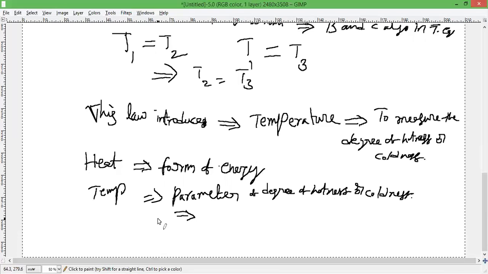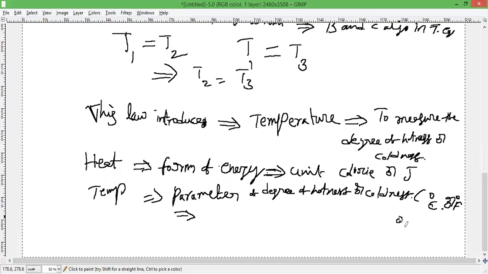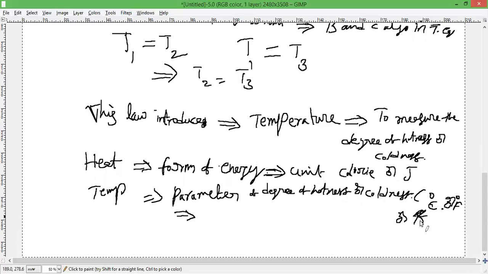What are the units? Heat is measured in calorie or joule, and temperature in degree centigrade, degree Fahrenheit, or Kelvin. We'll discuss unit conversion in another video. So this is the importance of the zeroth law of thermodynamics.